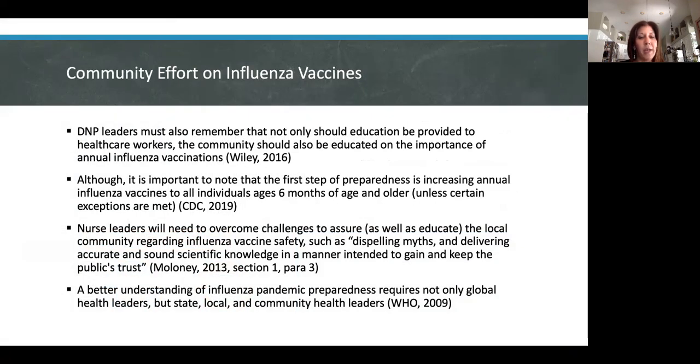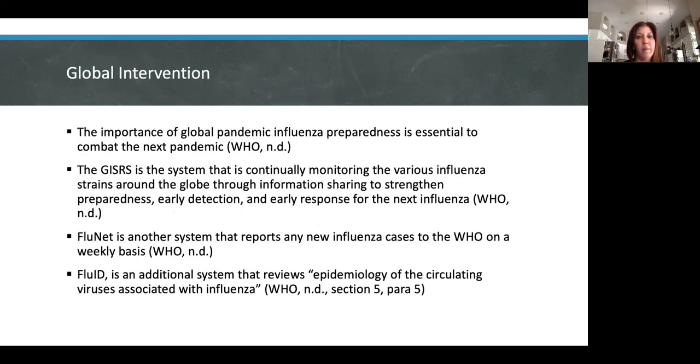Preparedness is what we kind of talked about, but that DNP leader needs to work with the community. I mean, that's really what it comes down to. So not only educating those healthcare workers that are employed, but you also have annual influenza vaccines, having annual meetings or more than annual meetings, overcoming challenges within the community and within the organization, dispelling myths, making sure we give sound information that's evidence-based, and to help ensure public trust. And then garnering a better understanding of influenza pandemic preparedness requires not only health leaders, but state, local, and community health leaders. So working with the public health department, that's really important.